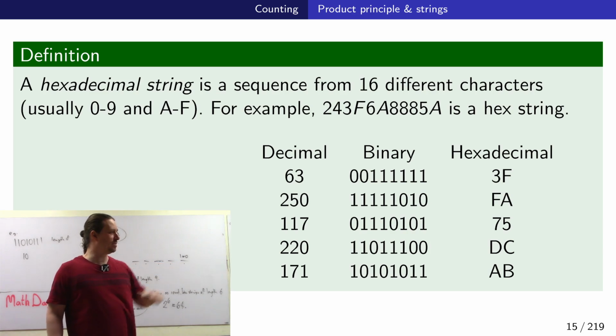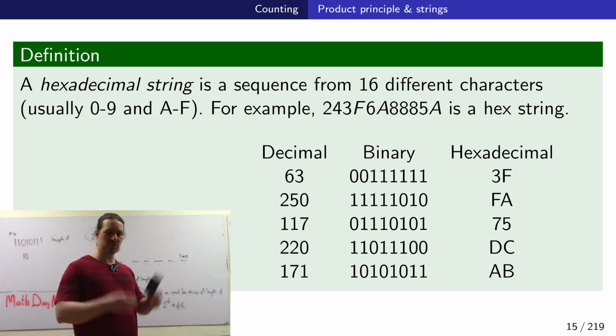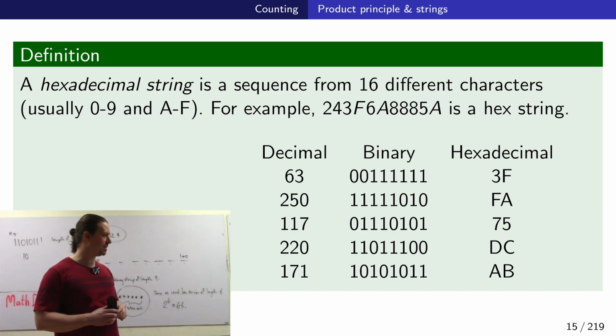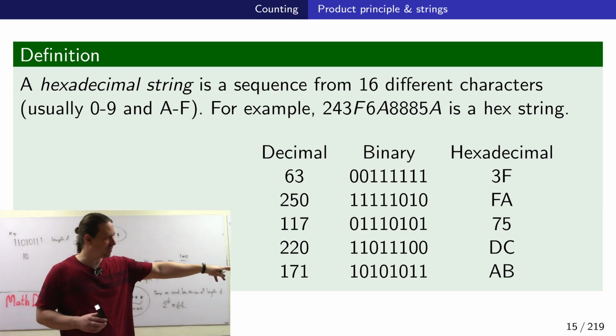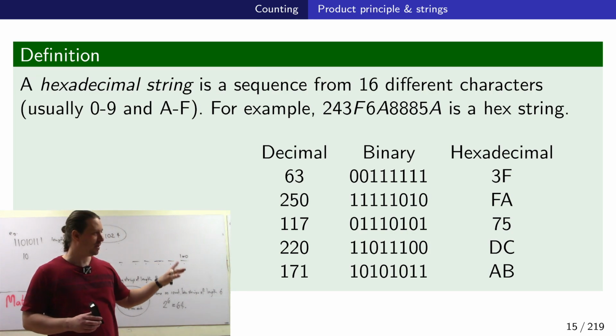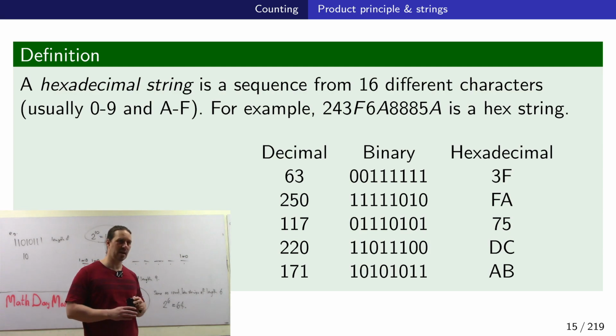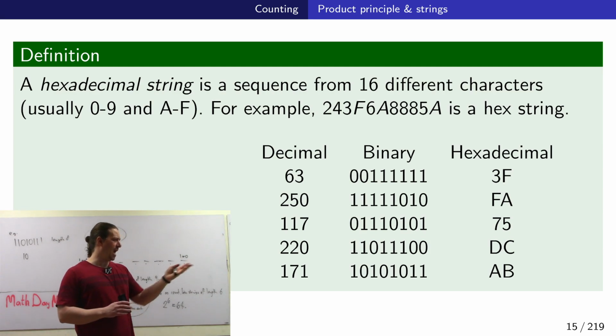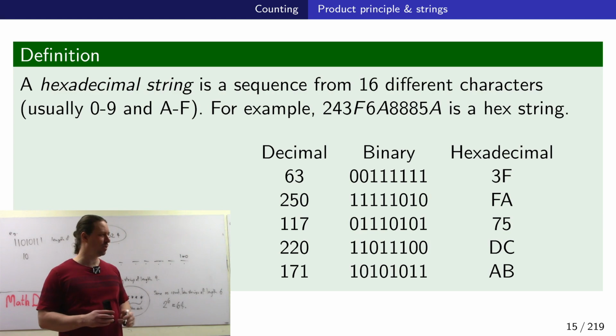This table here gives some examples. So 63 in decimal, just an ordinary number we work with all the time, can be written as 0, 0 followed by a bunch of 1s in binary. And in hexadecimal, that can be written as 3 F. And you may be wondering, how do I know that those are the same? How do I go between one and the other?